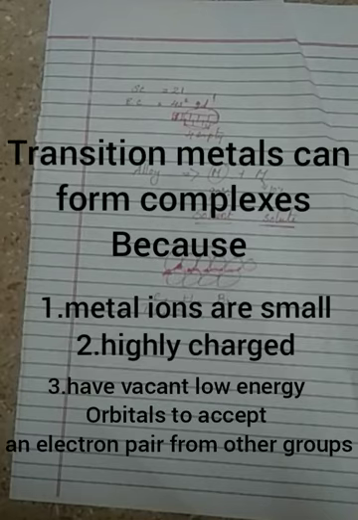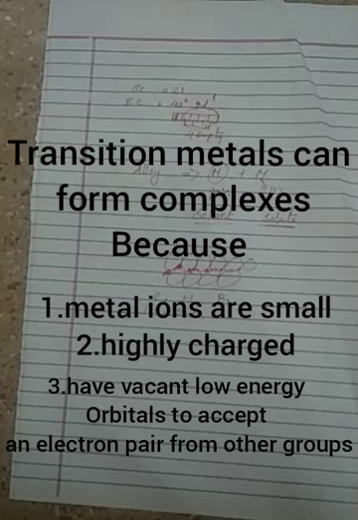Next is formation of complexes. Transition metal ions are small and highly charged, and they have vacant low energy orbitals to accept electron pairs donated by other groups. Because of these three conditions, transition elements can make complexes.